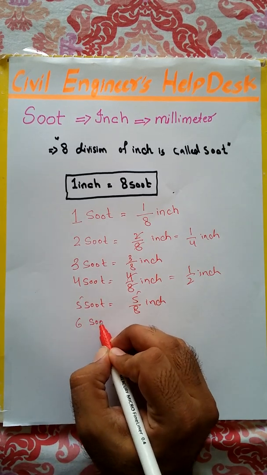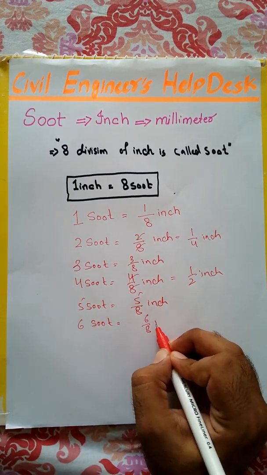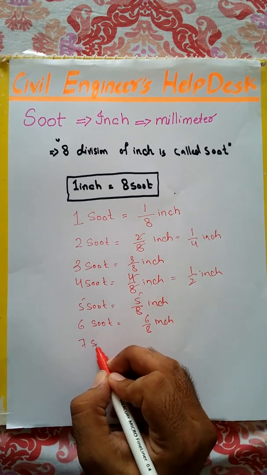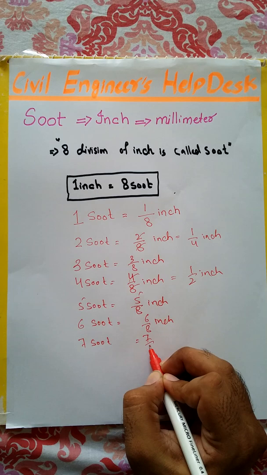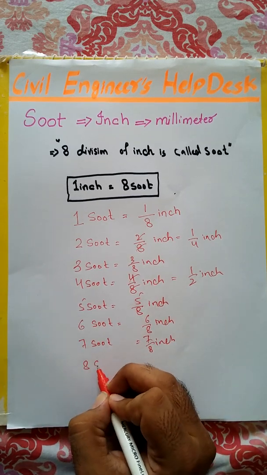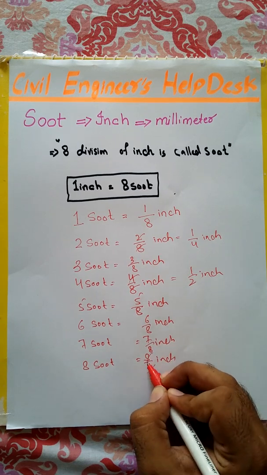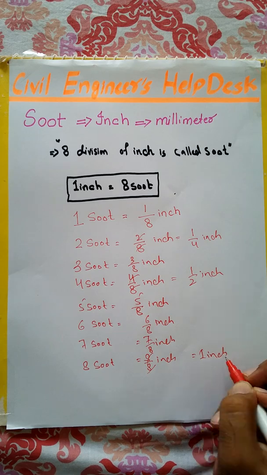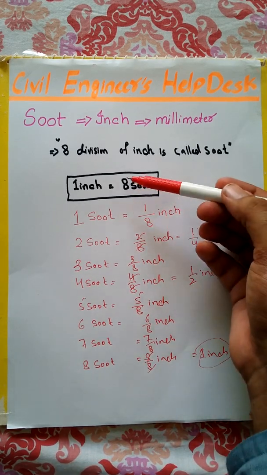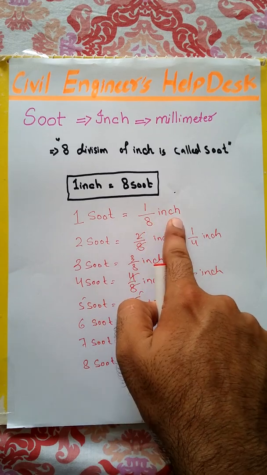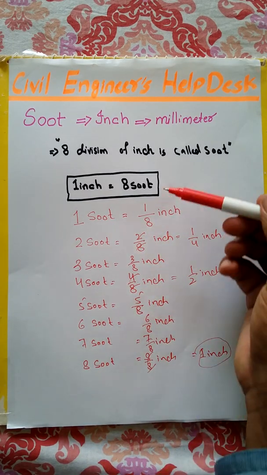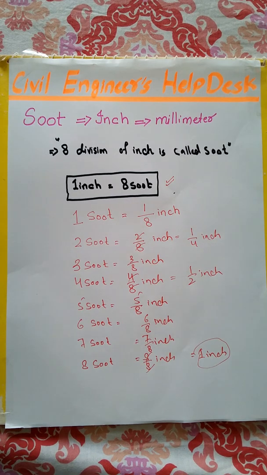6 Sooth is 6 upon 8 inch. 7 Sooth is 7 upon 8 inch. And 8 Sooth is equal to 8 upon 8 inch, which means 1 inch. So here we have proved this statement: 1 Sooth is equal to 1 upon 8 inch and 8 Sooth is equal to 1 inch. We have proved that 1 inch is equal to 8 Sooth. So this is the basic conversion factor between Sooth and inch.